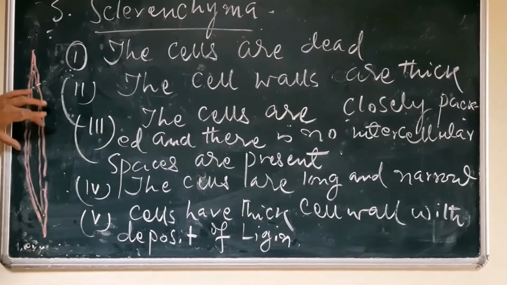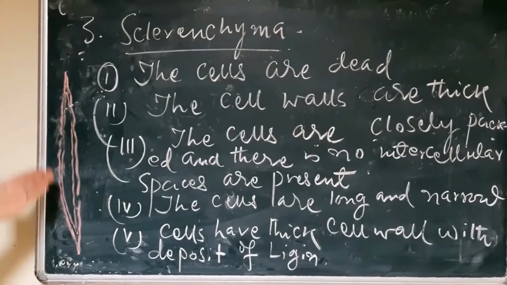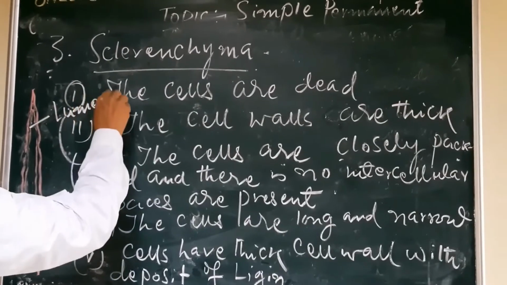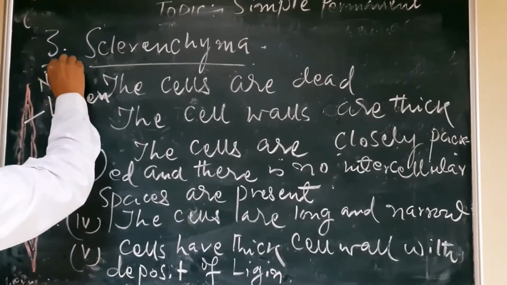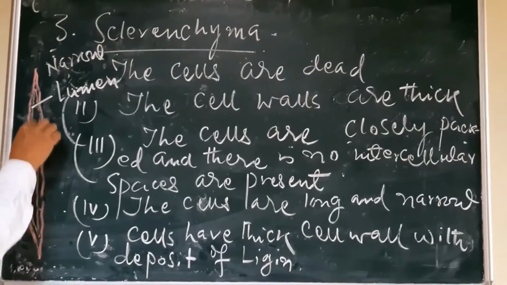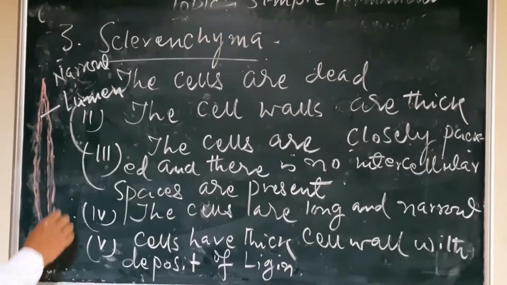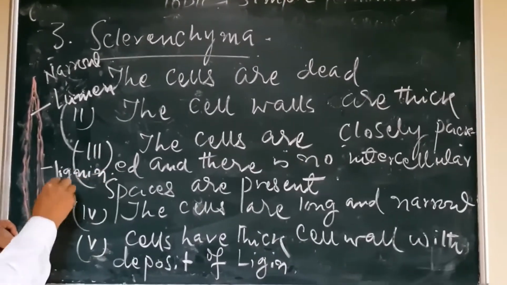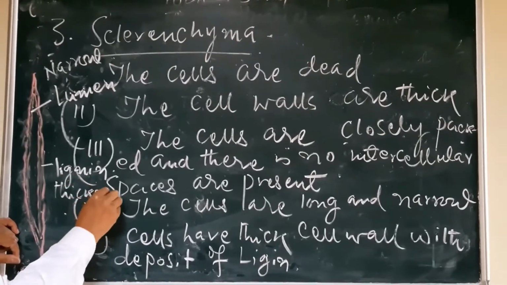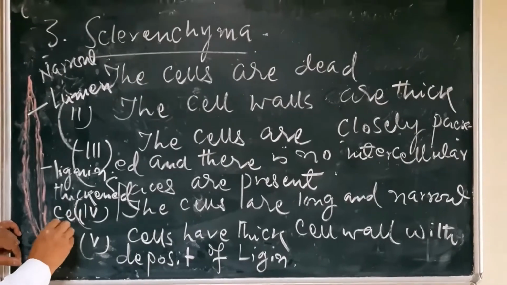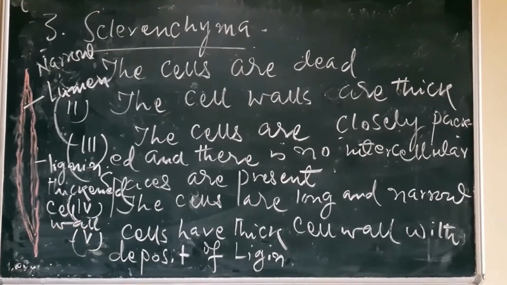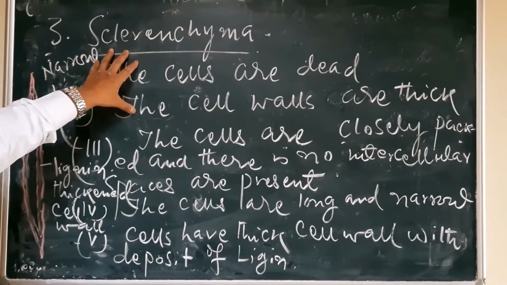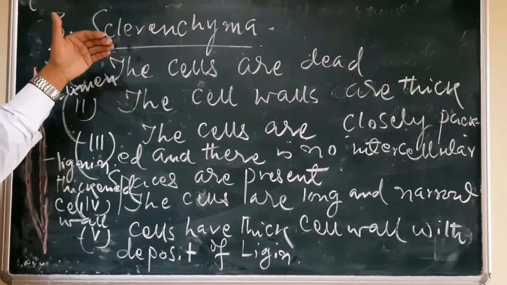And here is a simple diagram. It is already in your book also. It is a lumen, L-U-M-E-N, a narrow lumen, and this is the thickened lignin, thickened cell wall. So these are some facts about the sclerenchyma. In the next part we will discuss the types of sclerenchyma, its occurrence and functions.